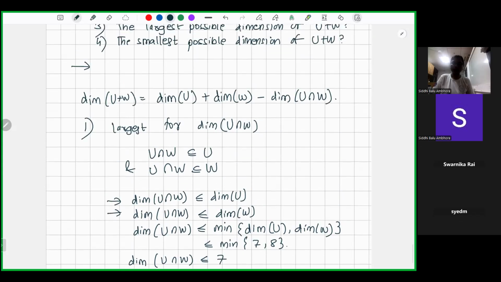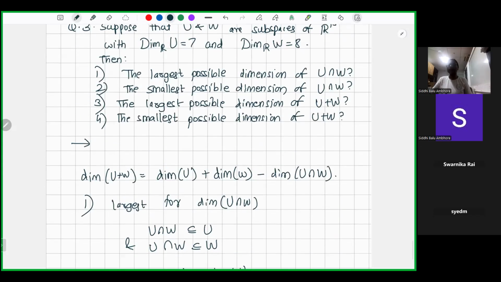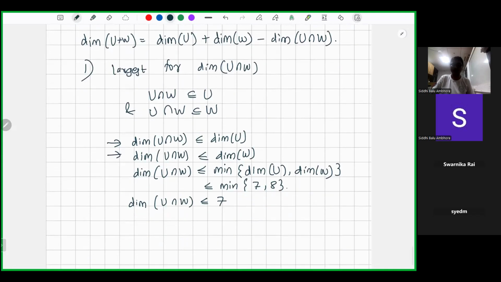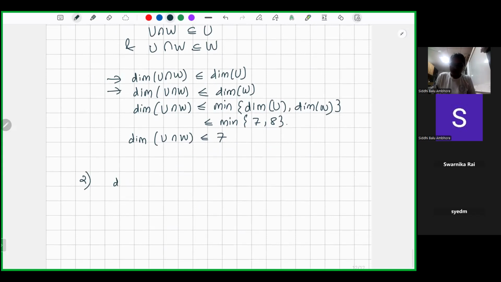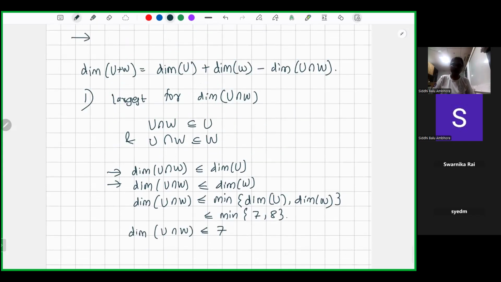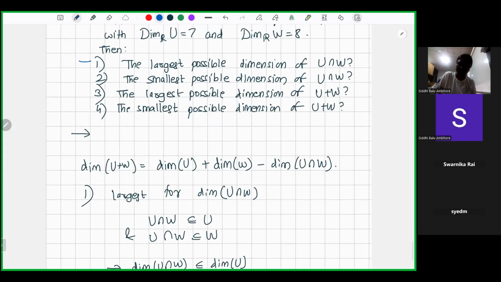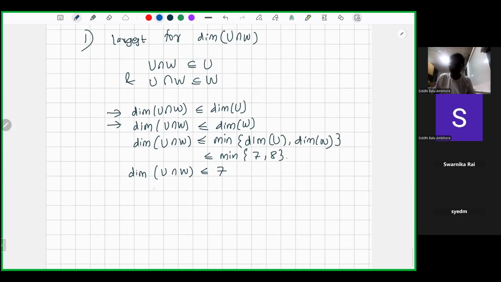And now I'm asked to calculate the smallest possible dimension of U intersection W. We are done with the first one. The largest possible dimension of U intersection W is always less than or equal to 7, so the largest possible value it can ever take is 7.